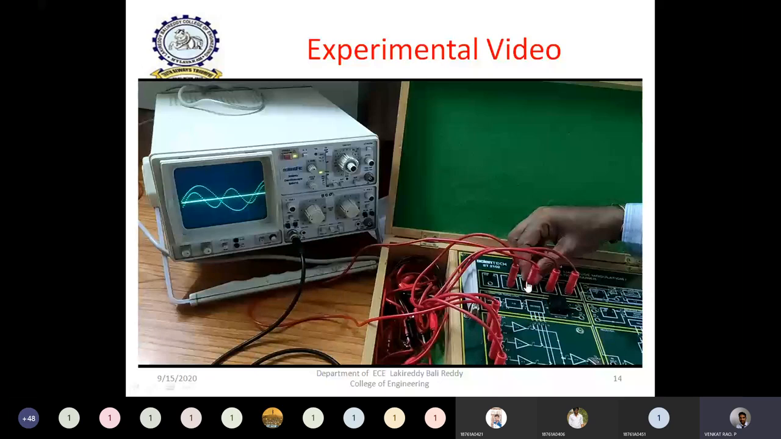Here, what we are doing is, first of all, the input signals are initially set to 0. That is, no input is given. All 0 signals are given. Slowly, I am increasing the amplitude of one signal after the other.